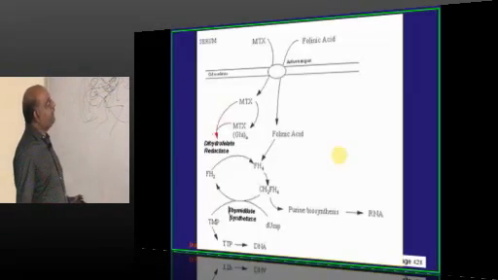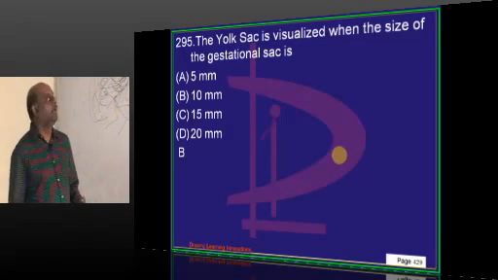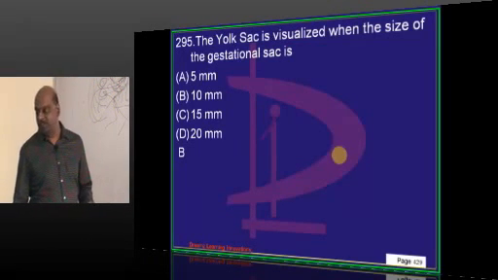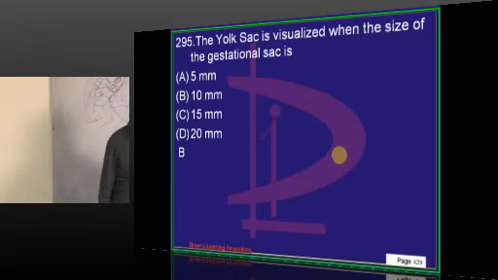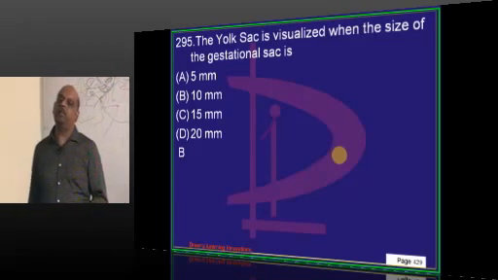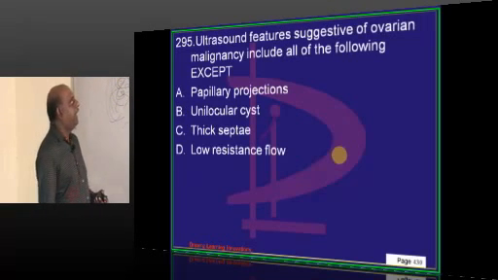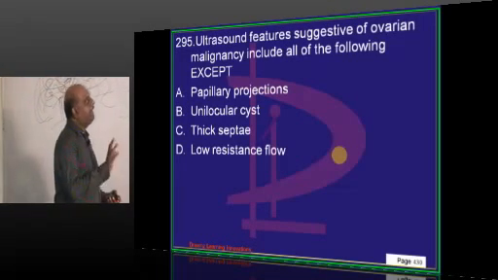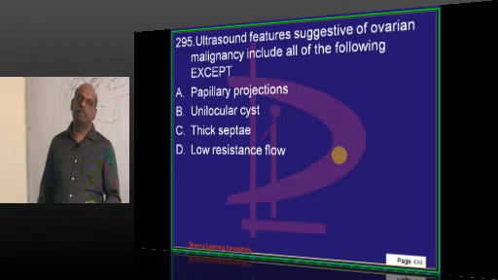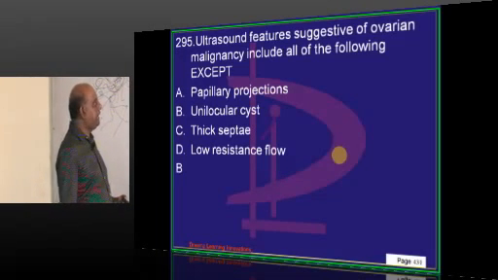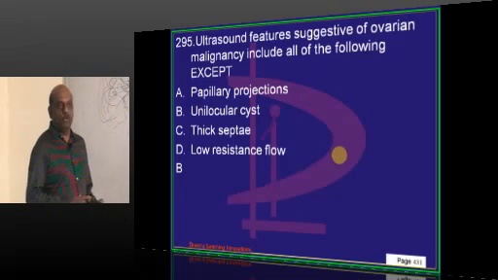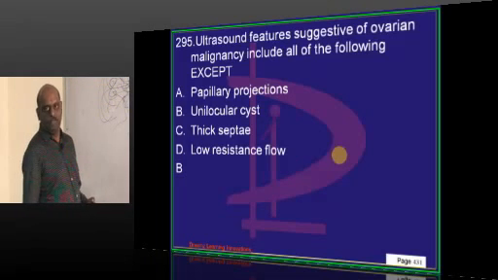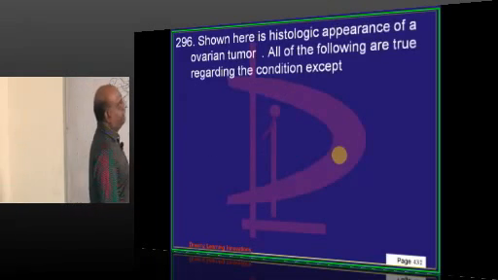Folinic acid is for methotrexate rescue, and the yolk sac is visualized when the gestational sac size reaches around 10 mm, is what you need to remember. And in ovarian malignancy, what are the ultrasound features that suggest a malignancy? Thick septae, low resistance flow, papillary projections. They are all highly suggestive of malignancy, not locularity.